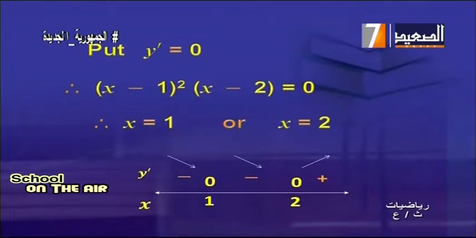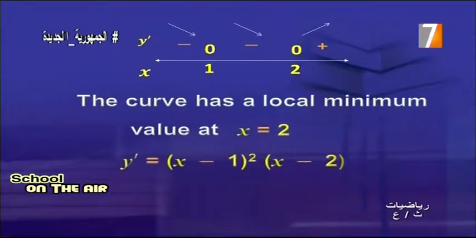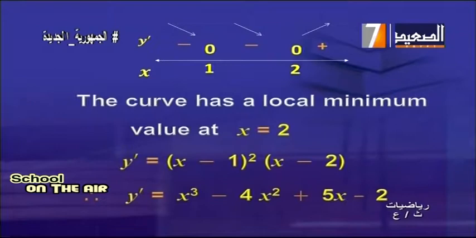This means that the curve has a local minimum value at x equals 2. Now, y dash equals (x minus 1) all power 2 multiplied by (x minus 1). By expanding the brackets, then y dash equals x power 3 minus 4x power 2 plus 5x minus 2. Now, what is the second derivative of this function? Y double dash equals 3x power 2 minus 8x plus 5.